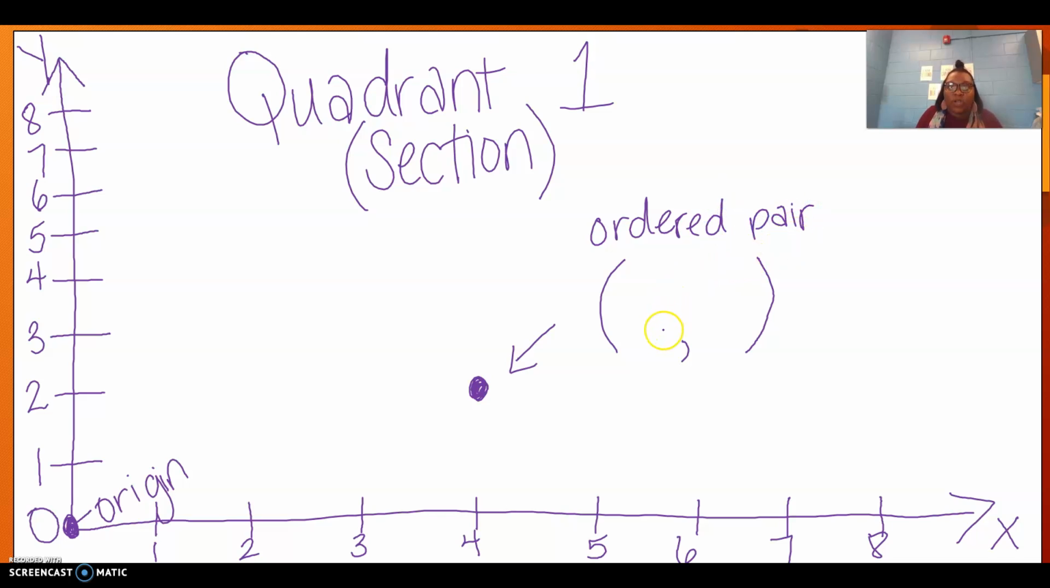And whenever I'm writing down the address of a point, I list where it is on the x-axis first and on the y-axis second. Okay? So in this case, our ordered pair starts, this point is on the 4 in the x-axis and the 2 on the y-axis. So where my 4 and 2 meet, where those two meet, that gives me my ordered pair here.